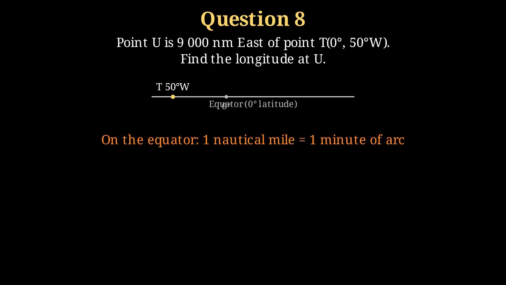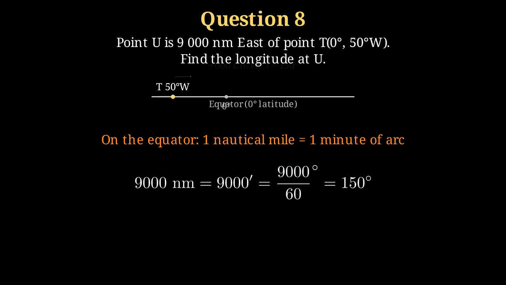Here is the key rule. Along the equator, 1 nautical mile equals 1 minute of arc of longitude. And remember, 60 minutes make 1 degree, so 9,000 nautical miles is 9,000 minutes of arc. Dividing by 60 converts minutes into degrees. 9,000 over 60 is 150 degrees.